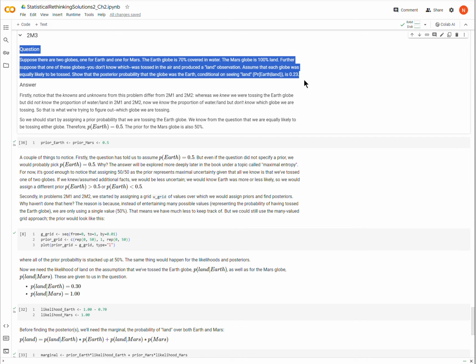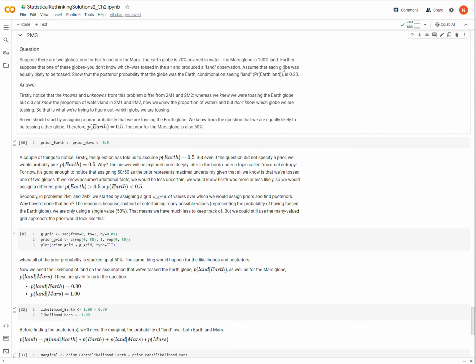Okay, question 2M3. Suppose that there are two globes, this time one for Earth and one for Mars. The Earth globe is 70% covered in water, and the Mars globe is 100% covered in land. In other words, no water. The question then asks us to assume that we don't know which globe we've tossed, but we know that when we toss the globe, it produces an observation of land. And so then we're asked to find the probability that the globe we tossed was actually an Earth globe.